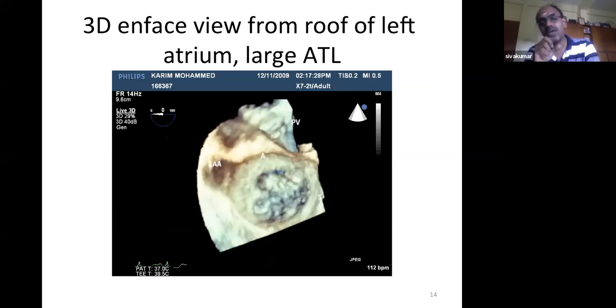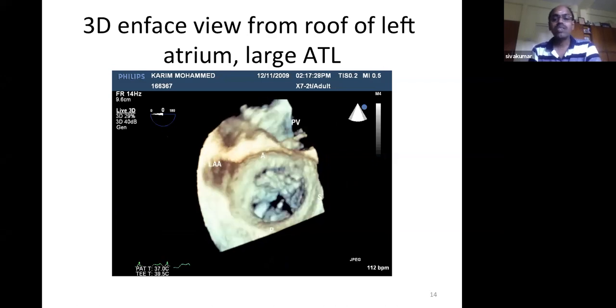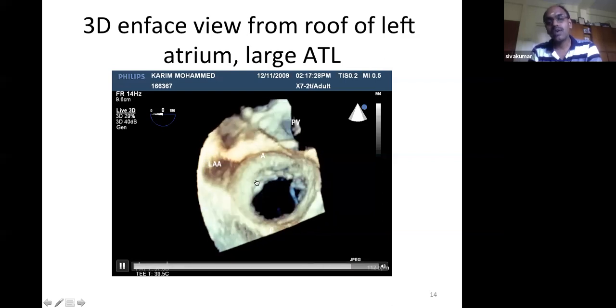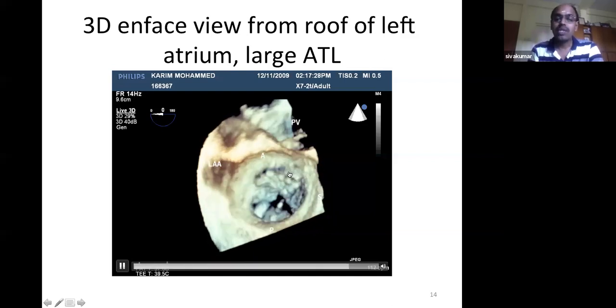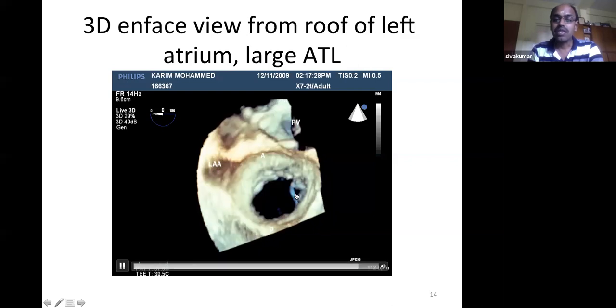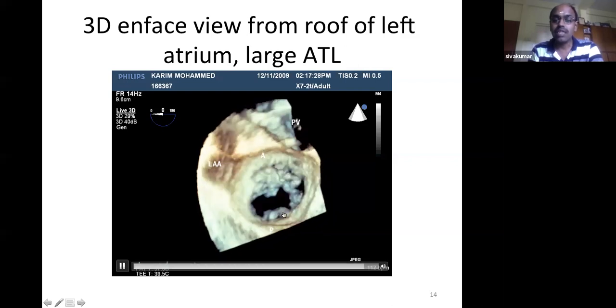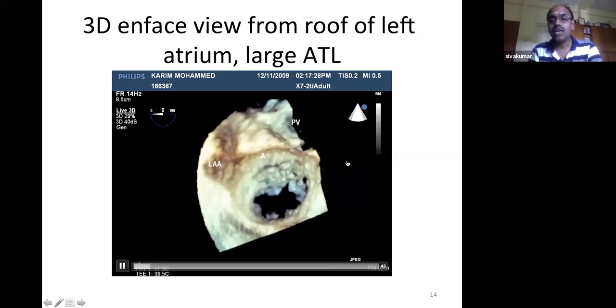So coming to a 3D view, I wanted to show some anatomy on this. This is the tricuspid valve seen en face from the left atrium. You can appreciate the anterior tricuspid leaflet, the small septal tricuspid leaflet, and the posterior tricuspid leaflet. So these are the three leaflets joining to form the tricuspid valve orifice. You can appreciate the left atrial appendage. This pulmonary valve is actually committed to the left ventricle that is on the right side.